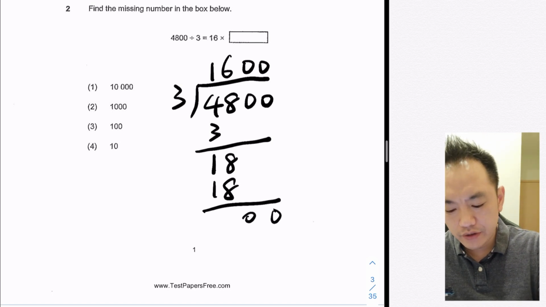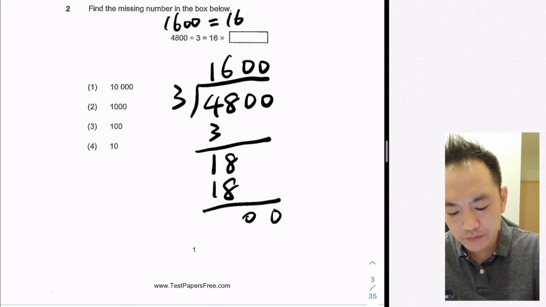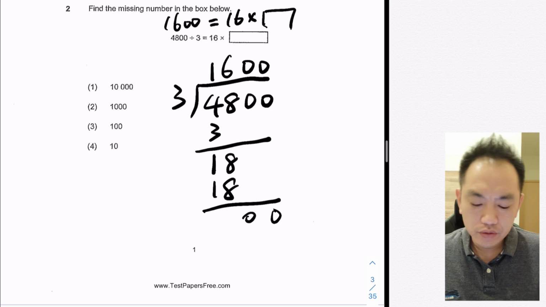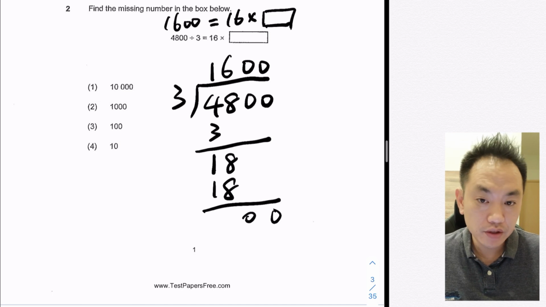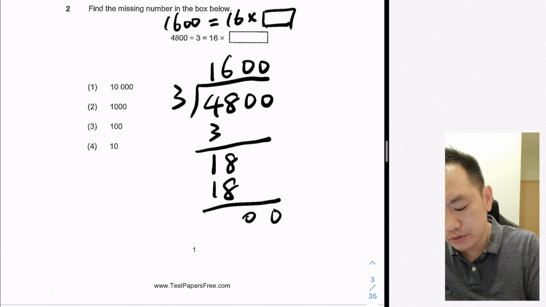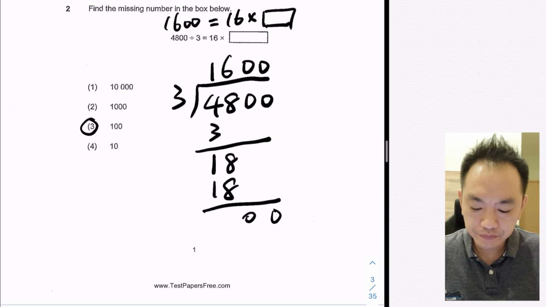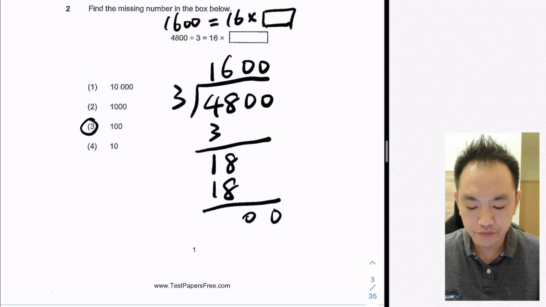So the left hand side is equivalent to 1600, which equals 16 times the box. So I think it's quite straightforward. On the left hand side you have 1600, and on the right hand side you have 16 times a number. So obviously that number will be 100. So the answer is 3.